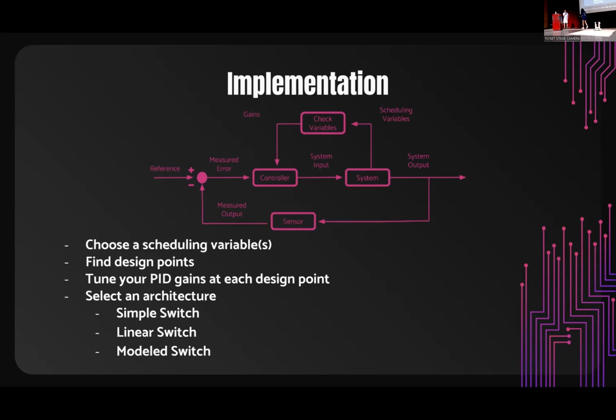And then what you do is at each design point, you tune the PID gains. So you just go to each one, you tune the gains at each point, and then after that, you have to choose an architecture. We're going to be talking about 3 different types of architectures today: a simple switch, a linear switch, and a modeled switch.